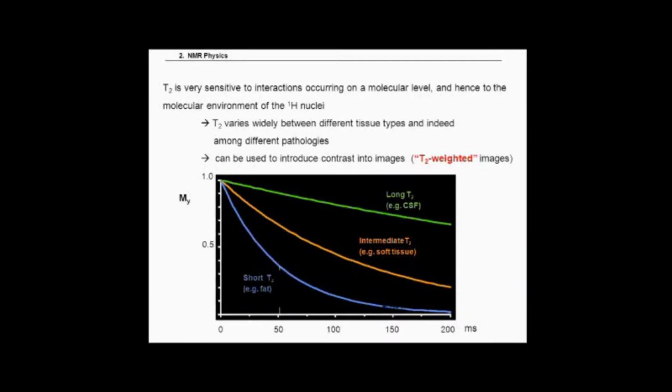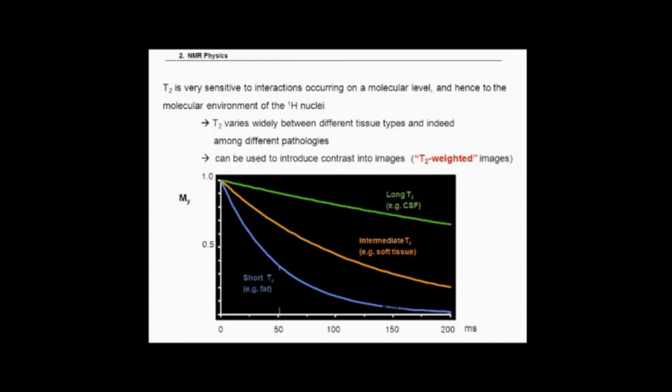So if you look at My, you can see for the case of, say, fat molecules, the signal will decay very rapidly. It's got a short T2 value, whereas something like liquids, like cerebral spinal fluid, tend to have a much longer T2, so they'll decay much quicker, and soft tissues have many, many values in between.